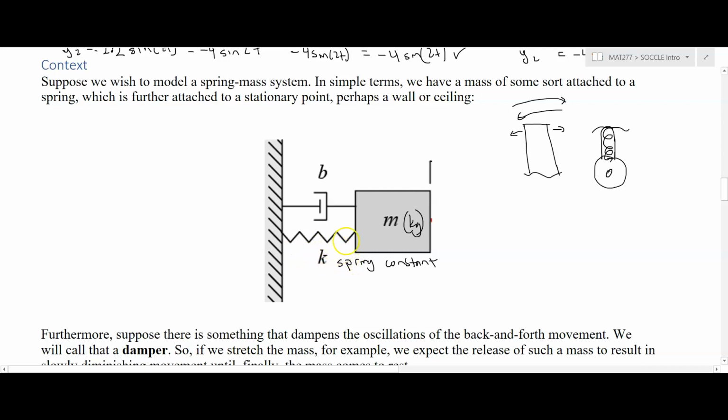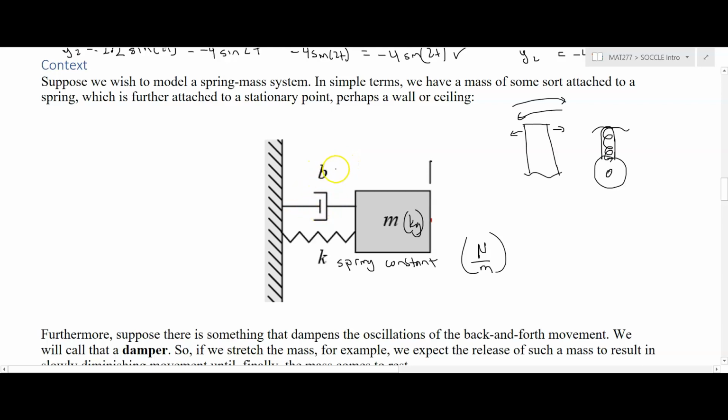So a stiffer spring, like one in the car, is going to be valued at a higher K than, say, the spring in your mechanical pencil. That's going to be a very low value of K. Now this thing is going to be measured in newtons per meter. So basically it's the amount of force that is applied for every meter of displacement, and that is assumed to be constant. And so then we also have this thing called B, and you might be wondering what this is.